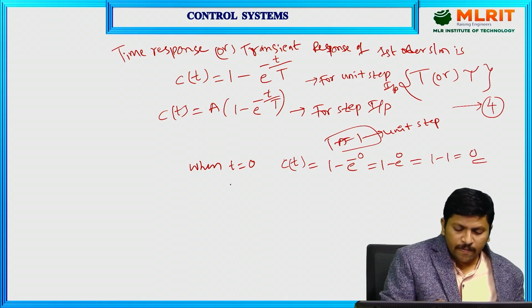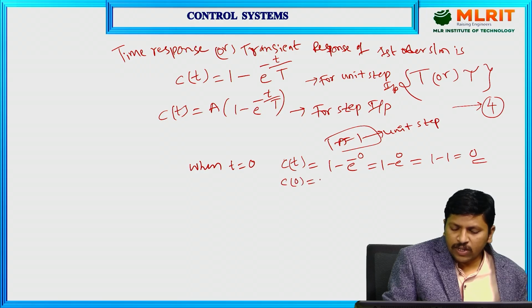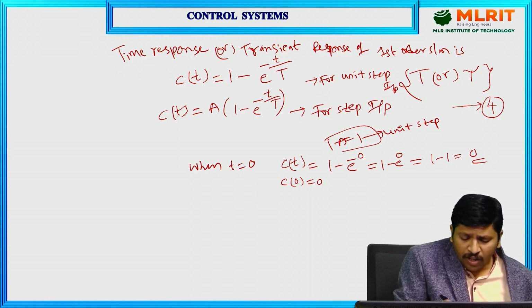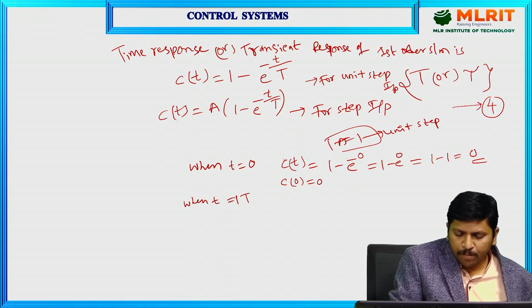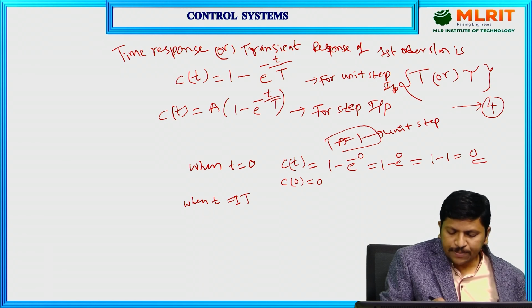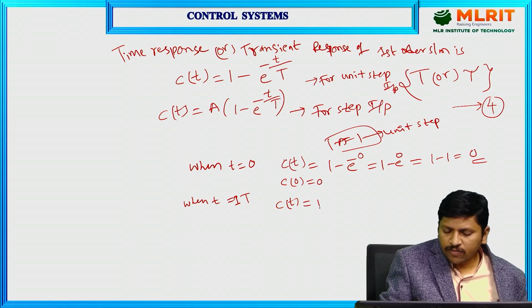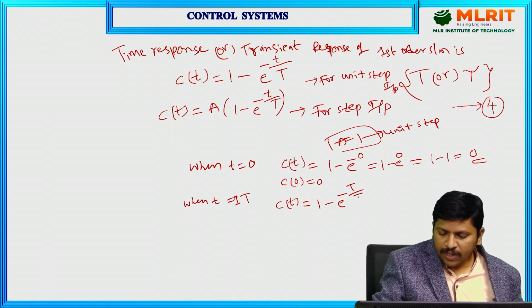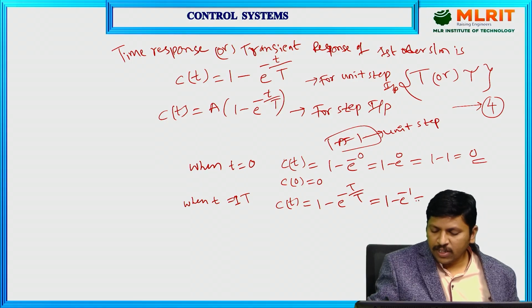So C of 0 equals 0. When t equals 1T, the time constant, substitute T in place of t. Here the output C of t equals 1 minus e power of minus T divided by T. The T's both cancel. So 1 minus e power of minus 1. What does 1 minus e power of minus 1 equal?